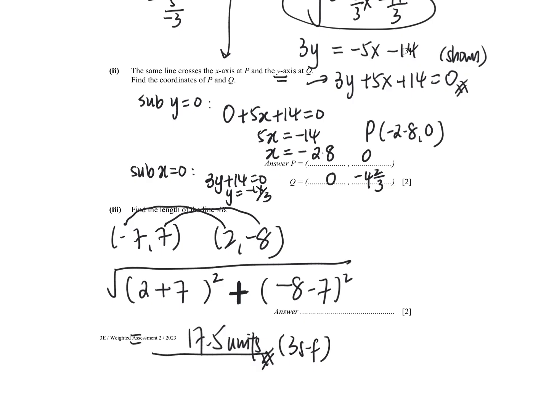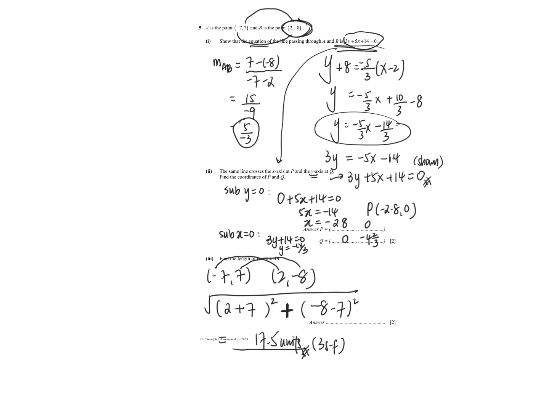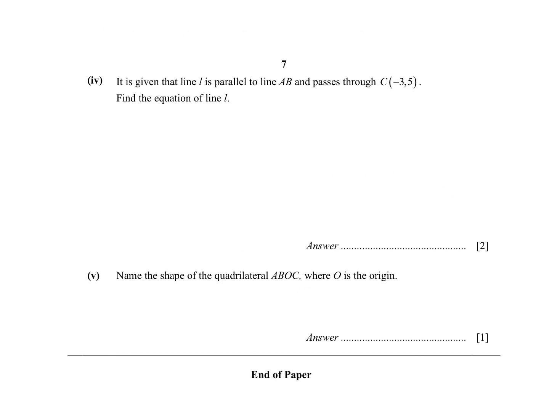It's the same as the gradient of AB, which is this one. This one, I have a line L parallel to AB. So the gradient of the line L, I'm going to write down, is the same gradient. Second thing, it passes through this point. So again, it's the same thing. They're giving you marks for free.